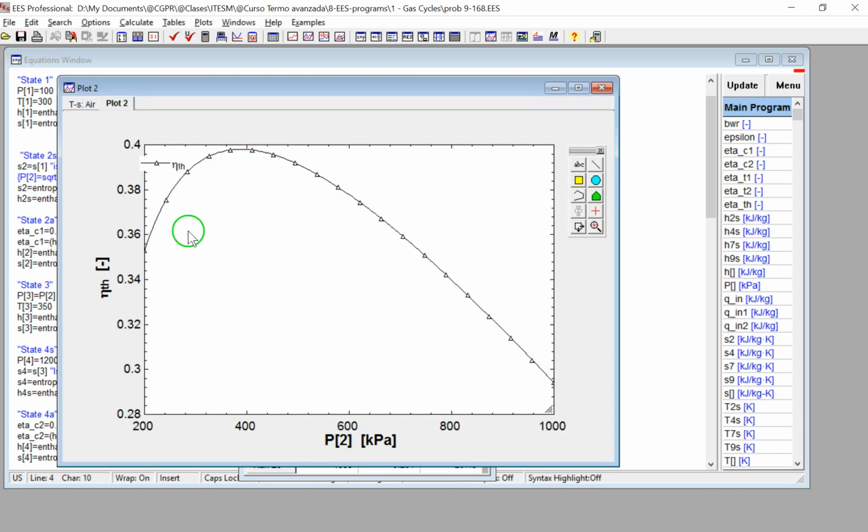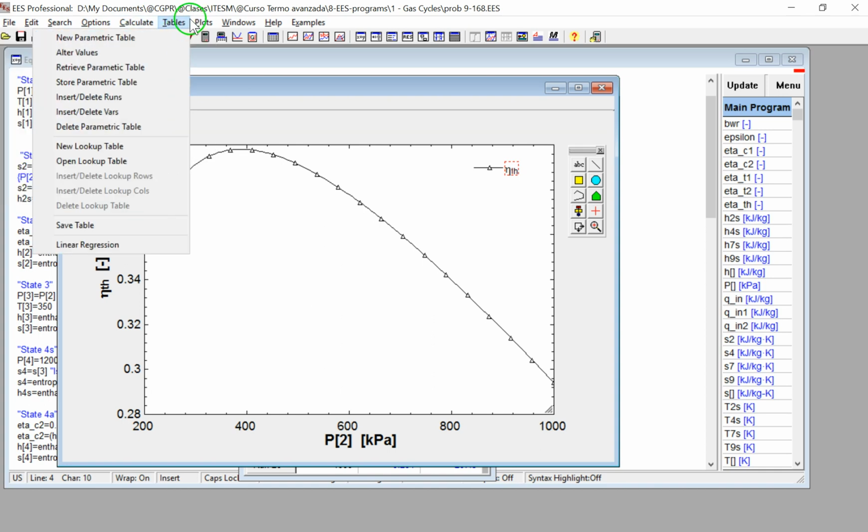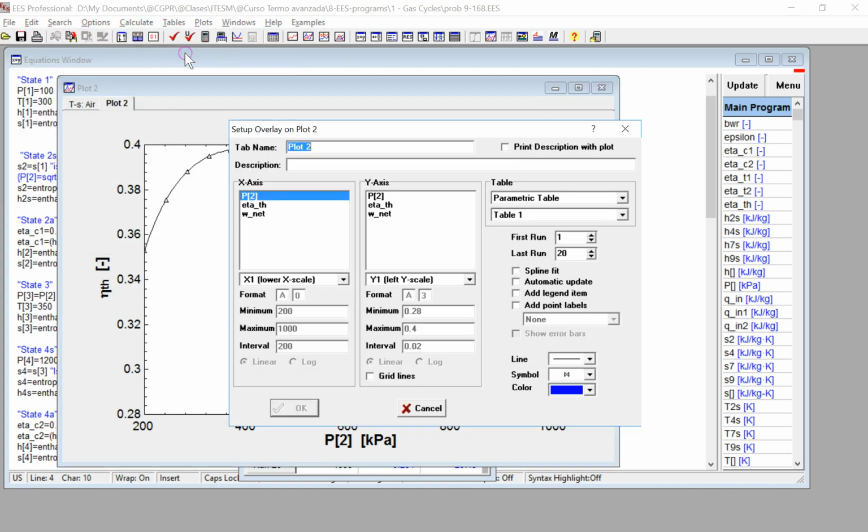I notice that I have a maximum and then it goes down. But I would like to have in the same plot information for the network. So again, plot, overlay plot, because I'm going to plot on top of this one. This time I would like to have the network. Notice that I have different scales. Here I have decimals, here I have hundreds. So I'll say use the right scale. Spline, automatic update, add legend item, and this time I would like to use this symbol.